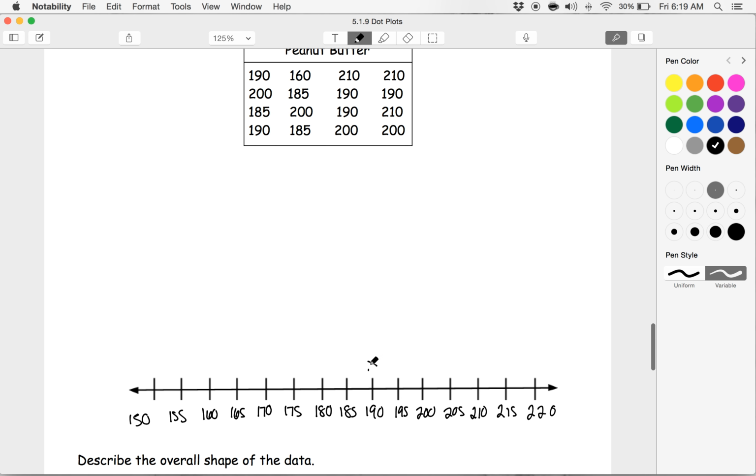Okay, for 190, there's my X. 160, there's an X. 210, there's an X. Another 210, there's an X. 200, there's an X. 185, there's an X. Then 190, 190, 185, 200, 190, 210, 190, 185, 200, and 200.